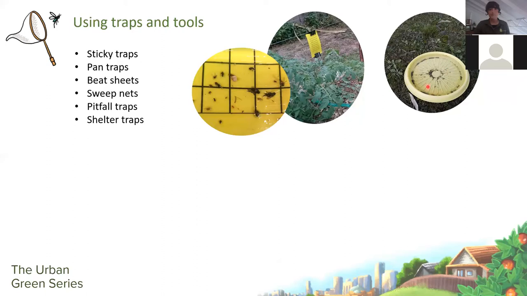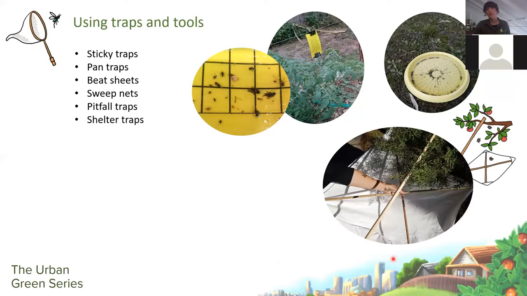This one's one of my favorite tools. It's a beat sheet, and it works on the premise that I mentioned earlier, that a lot of beetles and bugs and other invertebrates either don't have a great grip on branches when they start to wiggle, or their response is to drop as soon as they feel any threat. So if you hold a big white sheet underneath shrubs or trees, and you just smack at the branches above with a stick, you'll get a lot of invertebrate life falling down into the sheet.